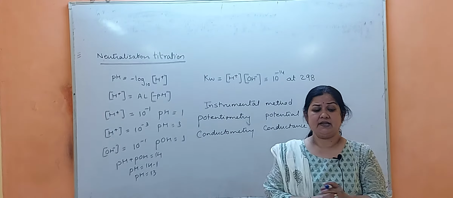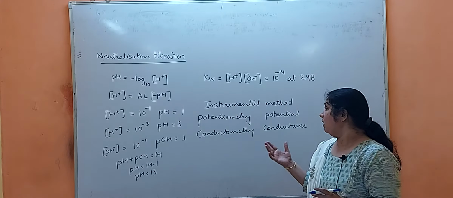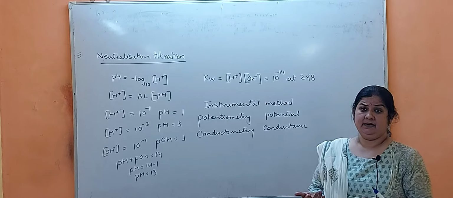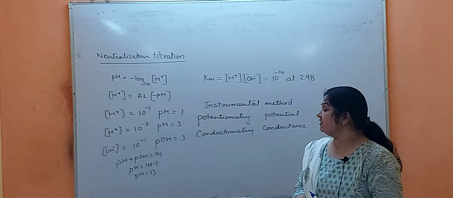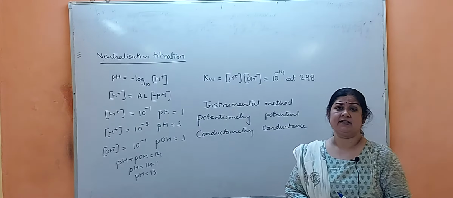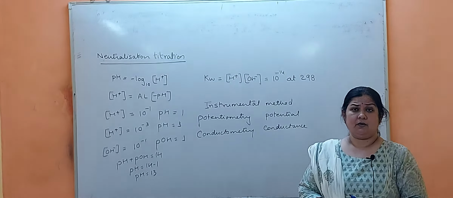So this was about this, but let's see that all the indicators cannot be used universally. The indicators which are used in acid-base titrations are called acid-base indicators. The indicators which are used in complexometric titration are called metallochromic indicators or complexometric indicators, and redox indicators are used in the redox titration.